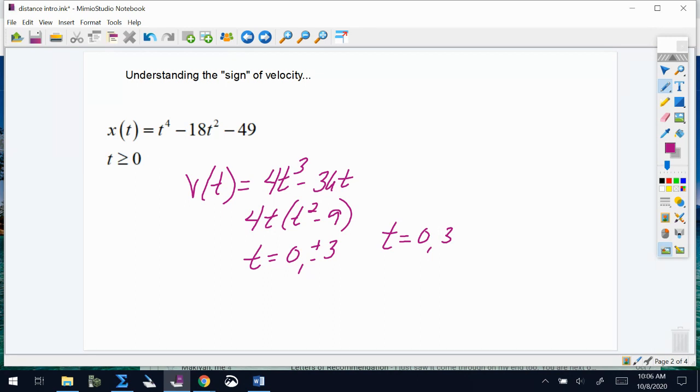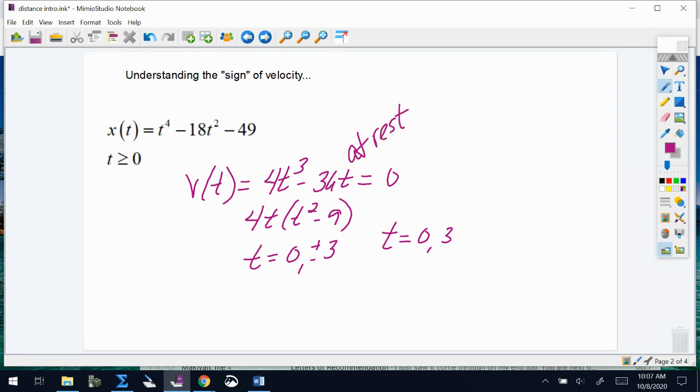The importance of knowing t equals 0 and t equals 3, where the velocity is 0, is if the question asks you when the particle or the object is at rest. Something is at rest when it has a 0 velocity. So essentially what you're doing when you set this equal to 0 is finding those times where it is at rest.